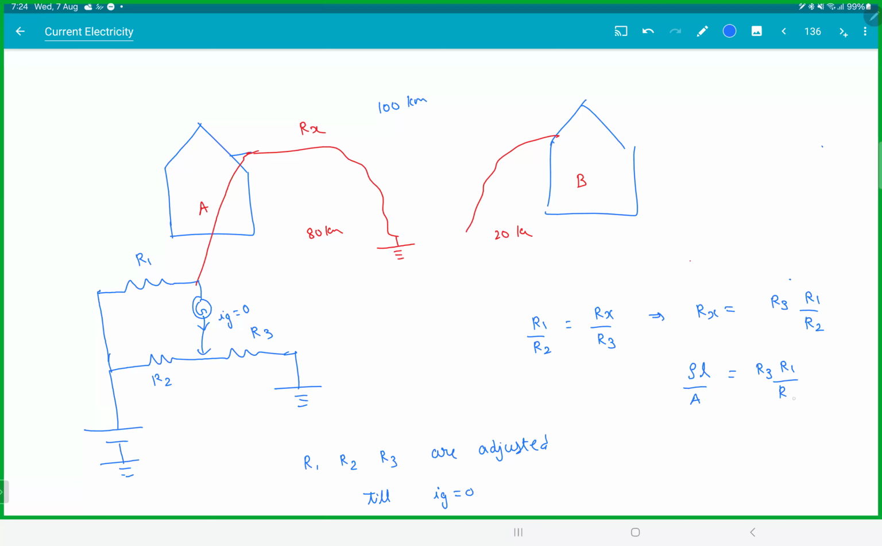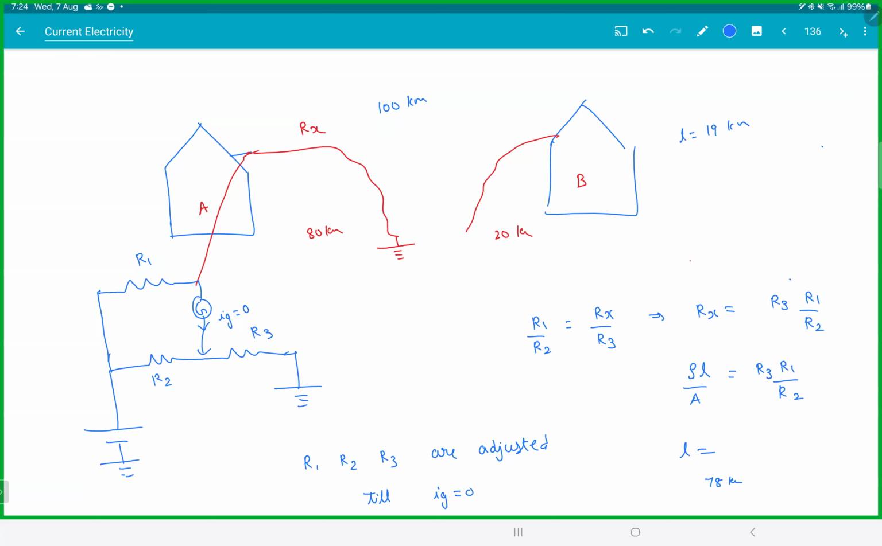I know the resistivity of the copper wire. I know the area of cross section of the copper wire. From here I can find the length. So when post office A does this experiment, let's say they get a value of something like 78 kilometers. When B does the experiment, let's say they got something like 19 kilometers with some error.